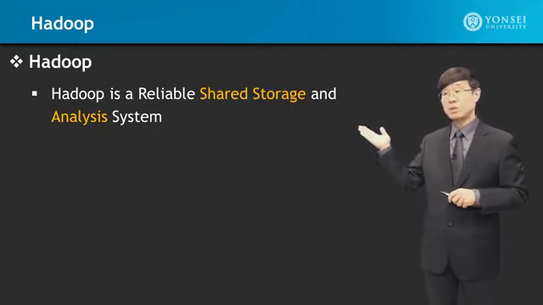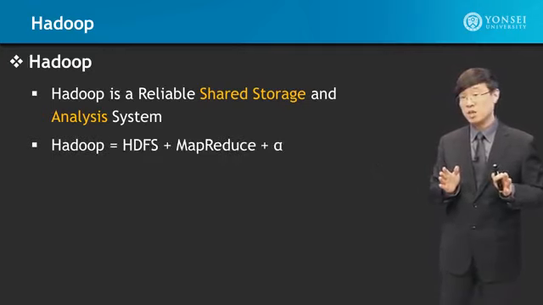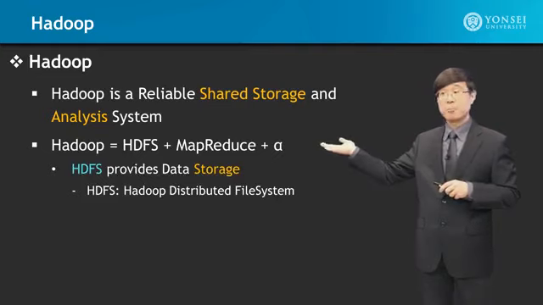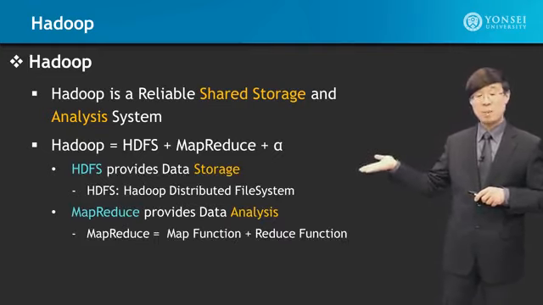Hadoop is a reliable, shared storage and analysis system. It is a combination of HDFS, which is the Hadoop distributed file system, and MapReduce, which is a combination of a map function and a reduce function.